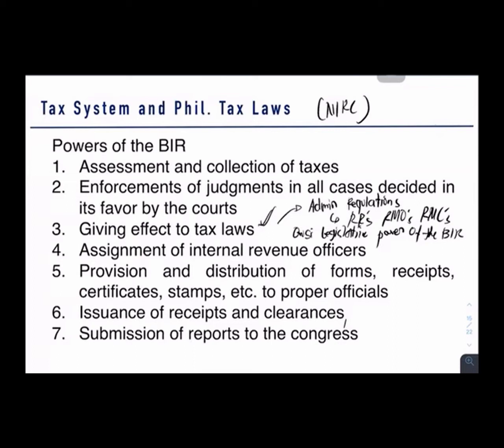Next, assignment of internal revenue officers. What do we mean by assignment of internal revenue officers? When we talk about assignment of internal revenue officers, we mean that the BIR can transfer any revenue officer from one place to another.